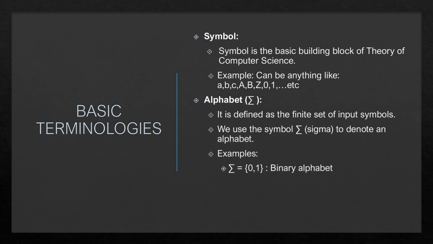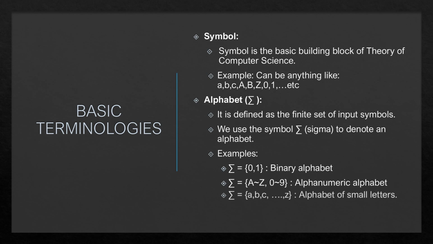For example, sigma is equal to {0, 1}, that is binary alphabet. Sigma is equal to {A to Z, 0 to 9}, which is alphanumeric alphabet. And last, sigma is equal to {a to z}, that is alphabet of small letters. Here as you can see, this is a finite set of input symbols. It will end at some point of time, and as it is a set, it is represented within curly brackets.